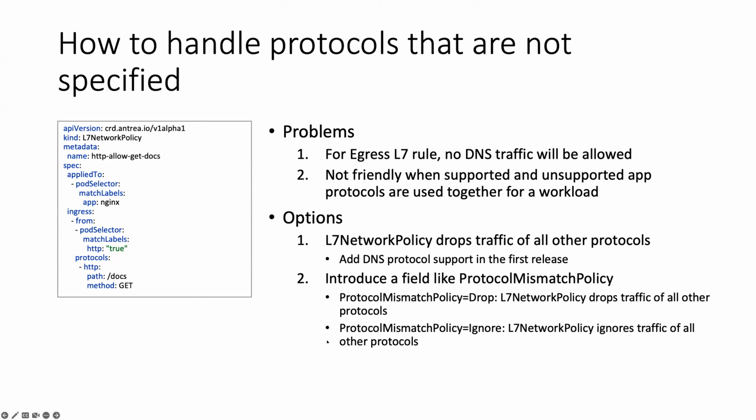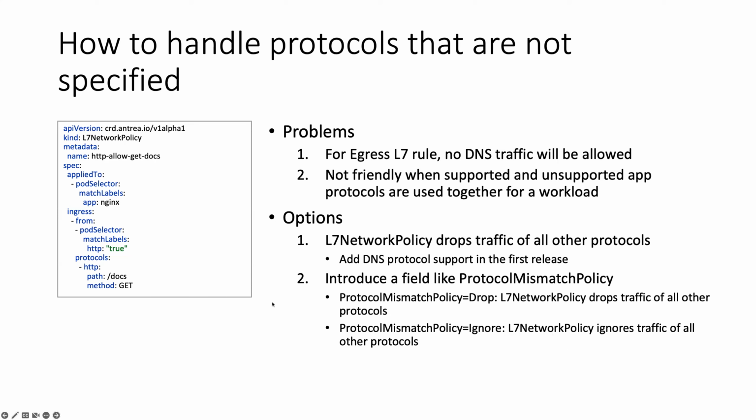And then the second option is that we introduce a field like protocol mismatch policy, and it has two values. One is drop. It is just like the first option I just mentioned, that we just drop all traffic of all other protocols, so that you can achieve allowing HTTP protocol only with one layer 7 network policy. And another value would be ignore. It means the layer 7 network policy would ignore traffic of all other protocols.